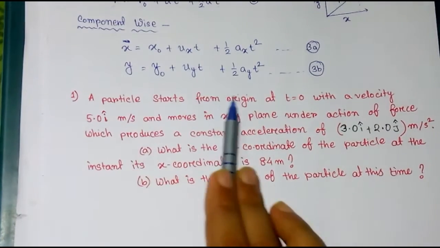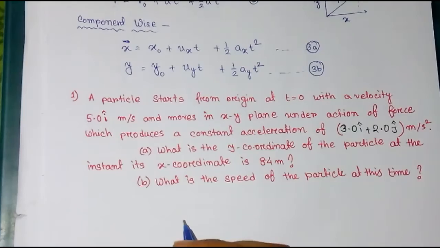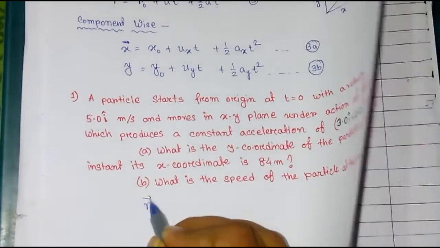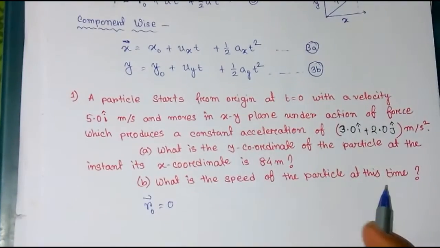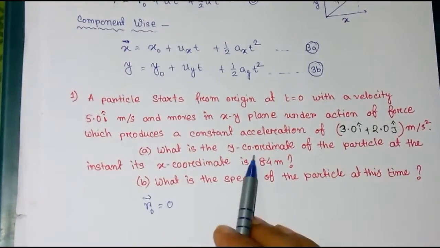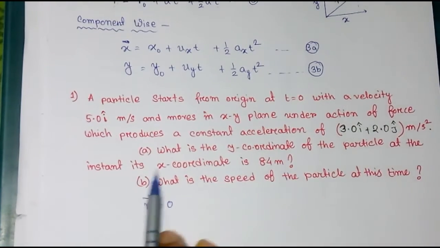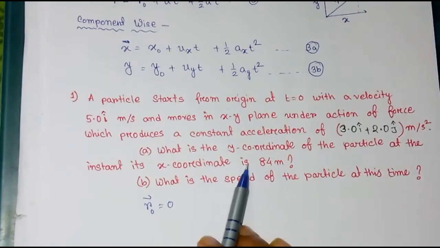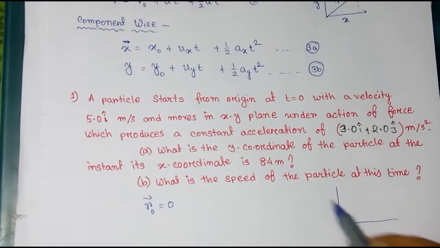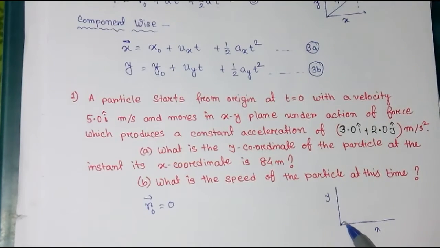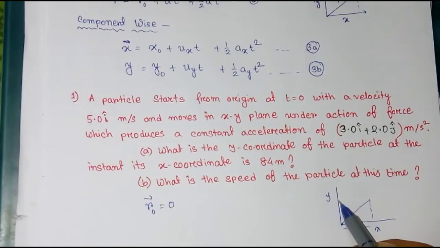Now it says that the particle starts from the origin. As it starts from the origin, that means x0 and y0 are also 0. That means r0 is 0, because it starts from the origin, isn't it? Now what is the y coordinate? We have to find the value of the y coordinate when the x coordinate is 84 meters. Suppose this is the y direction and this is the x direction. Suppose after some time x is 84 meters. Now at this time, what is the y component?